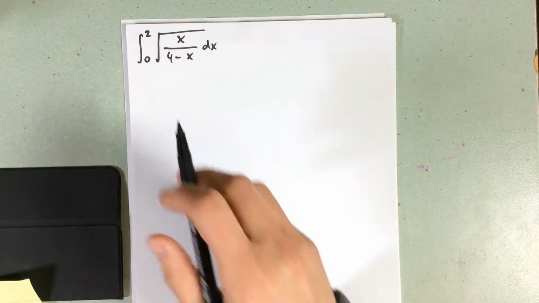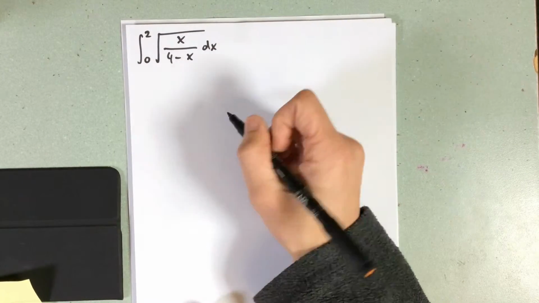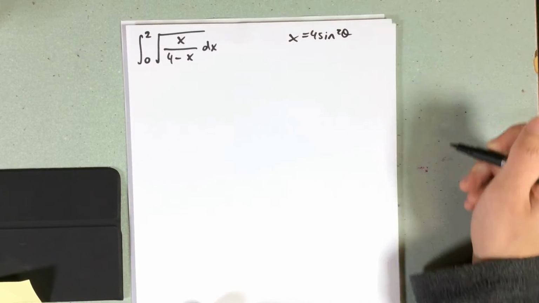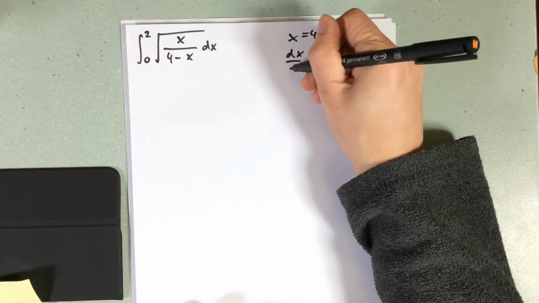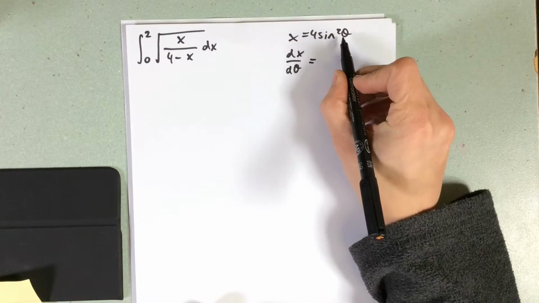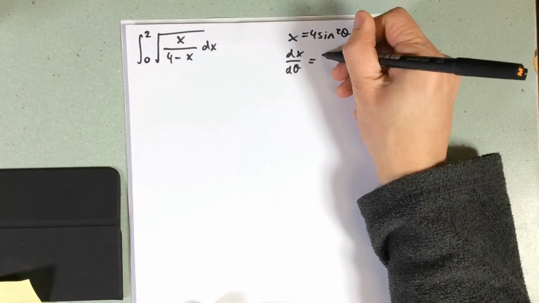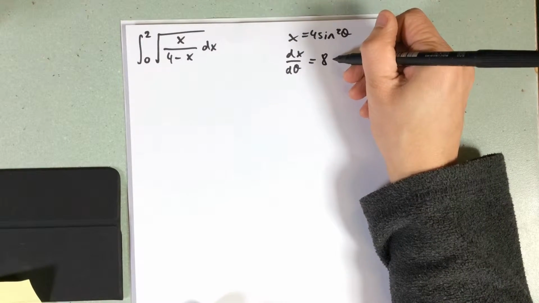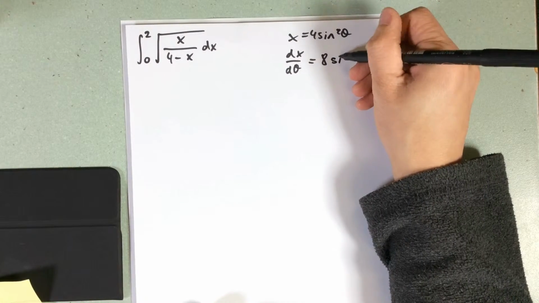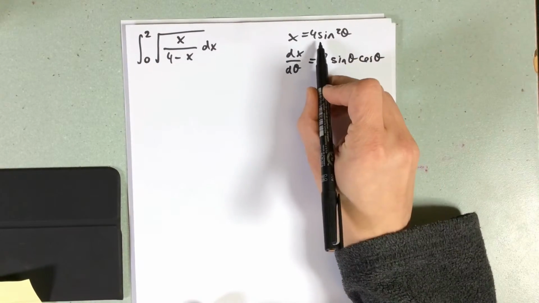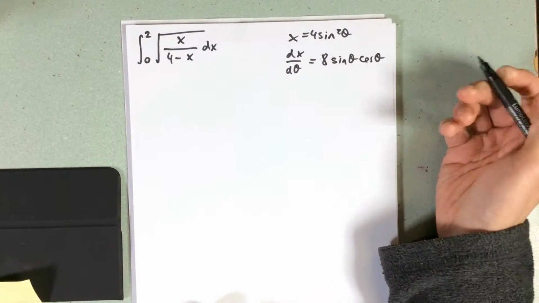Okay, last one for today. I've got an integral which I can do by substitution, and this is the one that they give us, x equals 4 sine squared theta. So to change variable, I've got my dx on d theta over here. This is sine theta to the power of 2, so I'm going to bring that 2 out the front. I'm going to reduce the power by 1, and then I'm going to multiply by the derivative of the inside function, which was just sine, and its derivative is cos.